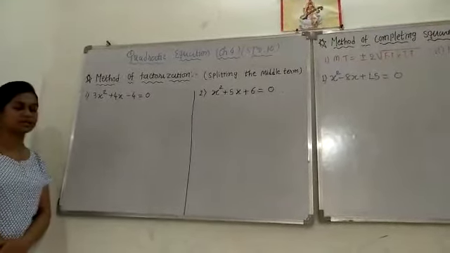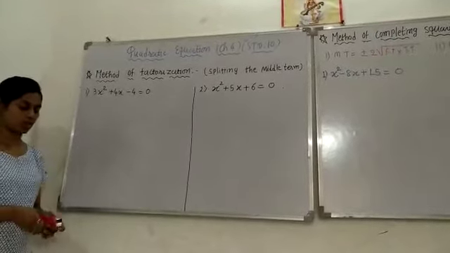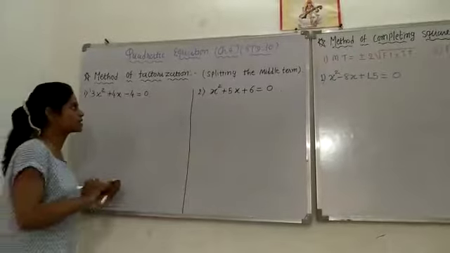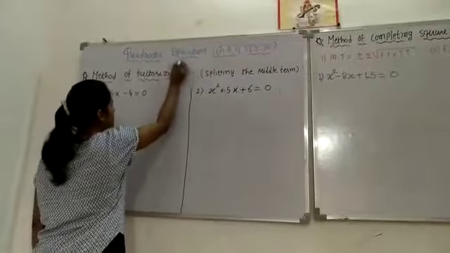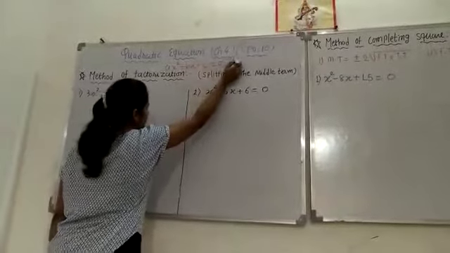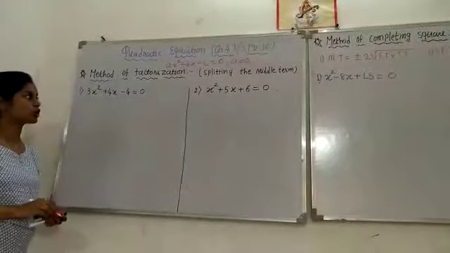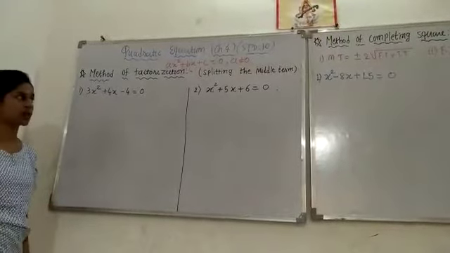Today our topic is quadratic equations. This is chapter 4 of standard 10. We know the quadratic equation general form is ax square plus bx plus c is equal to 0, where a is not equal to 0. Now for finding the solution of this quadratic equation we have three methods.